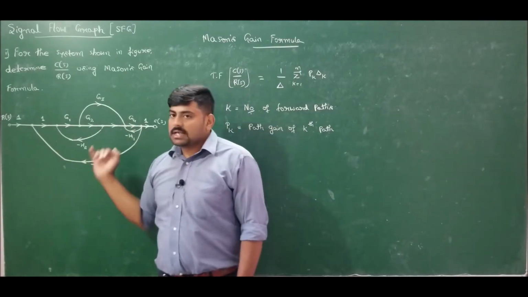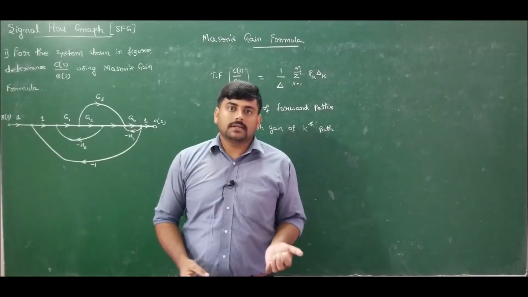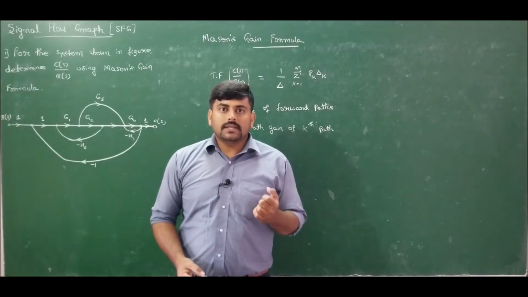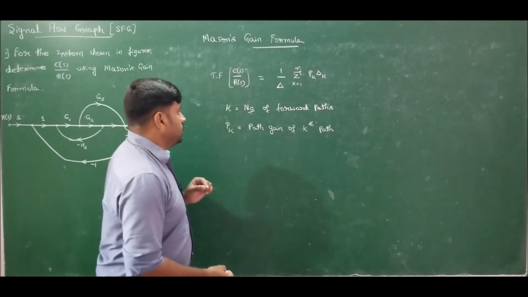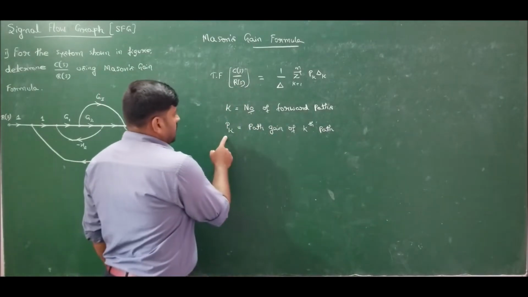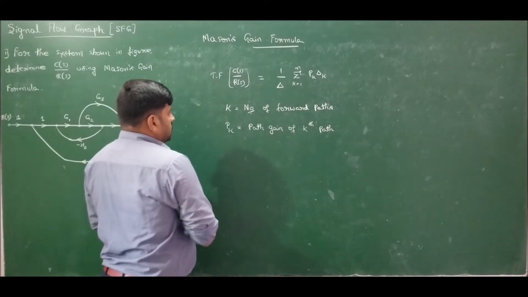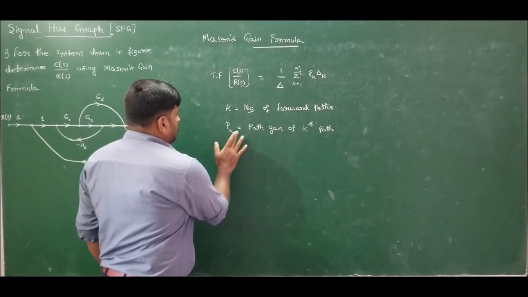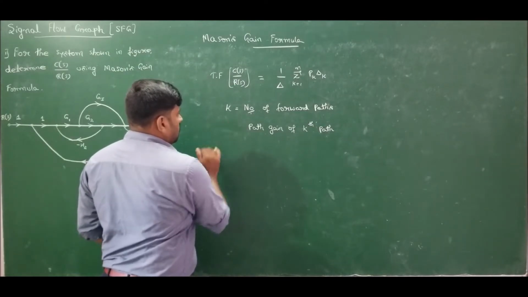So this is known as path gain. Path gain is the product of branch gains. Branch gain is the gain between two nodes. Kindly make a note of it, which is very, very important. So Pk is nothing but the path gain of the kth path, where these are forward paths only. So let me take it as the forward path gain of the kth path.